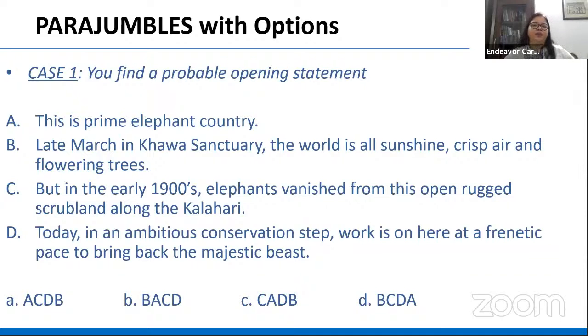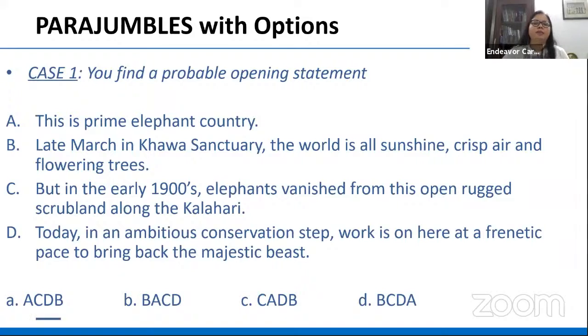Now, case one, you find a probable opening sentence, just 4 sentences. So I'm not giving you time to read, but let's look at it. One look at the options, and what do I find? A can be my opening sentence. B can be my opening sentence. C can be my opening sentence. Again, B. So D cannot be my opening sentence because none of the options present D to me, right? Now I have to read A, B, C. Let's start reading A, B, C.